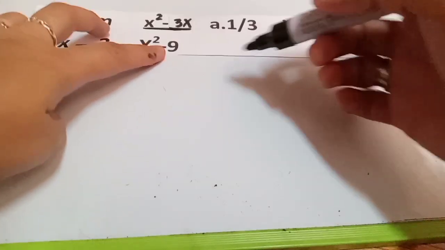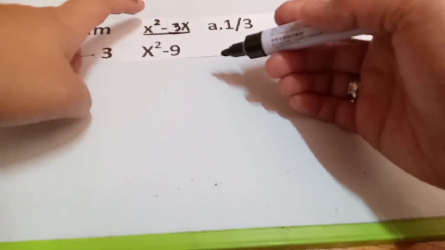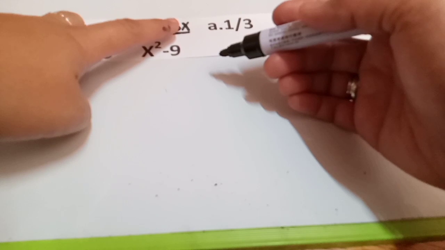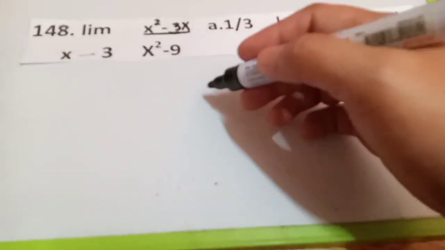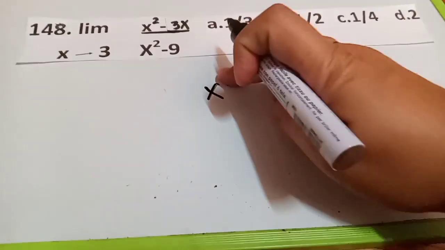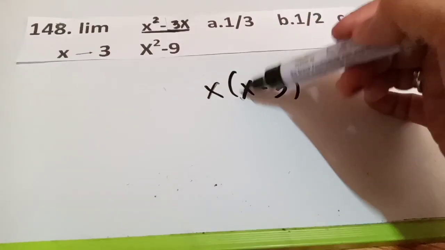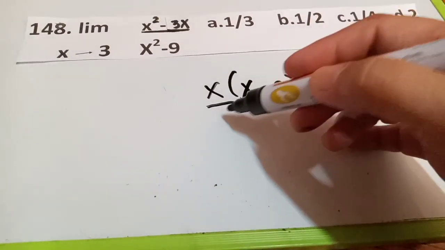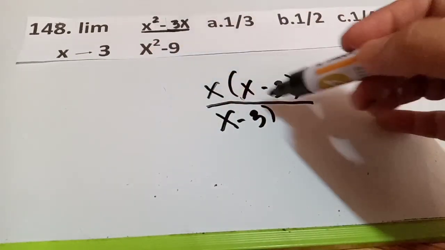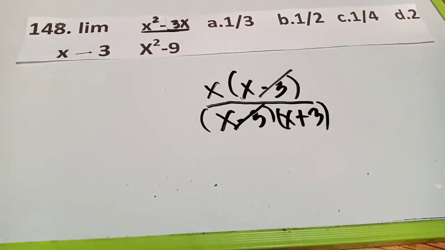All you have to do, if we will substitute 3, 3 squared will become 9 and 3 times 3 will become 9. So, automatically, the answer will be 0. But, guys, take note. In limits, it should not always be 0. So, all you have to do, x squared: what's the factor for this one? Let's factor x. x times x will be x squared. x times negative 3 will become -3x. And at the same time, if we will factor this one, x squared minus 9 will become (x plus 3)(x minus 3), right? And you will cancel this one.